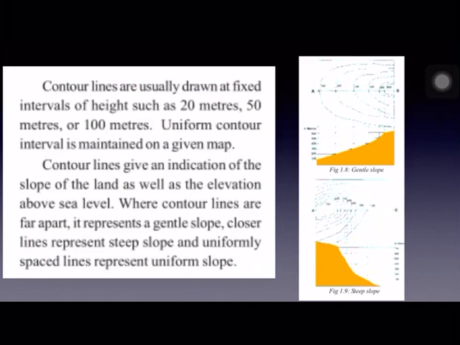This represents a gentle slope. That means these areas have gentle slope. And if these contour lines are close, like in the second picture, these closer lines represent steep slope. And uniformly spaced lines represent uniform slope. If there is uniform gap between the lines, they represent uniform slope. And if the gap between the contour lines is more, they are far apart, it represents a gentle slope. And if contour lines are closer, they represent steep slope.